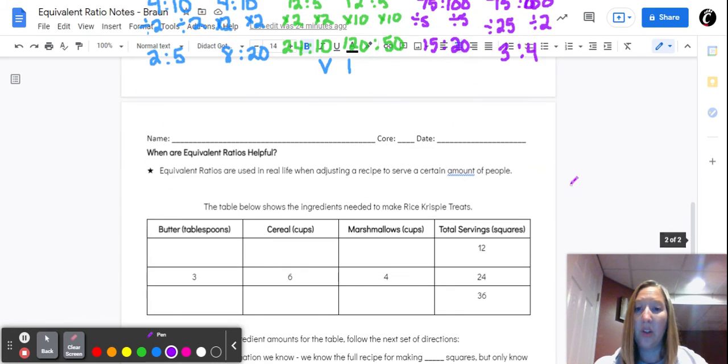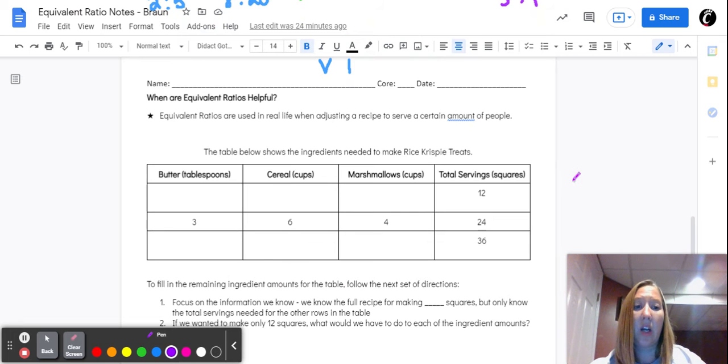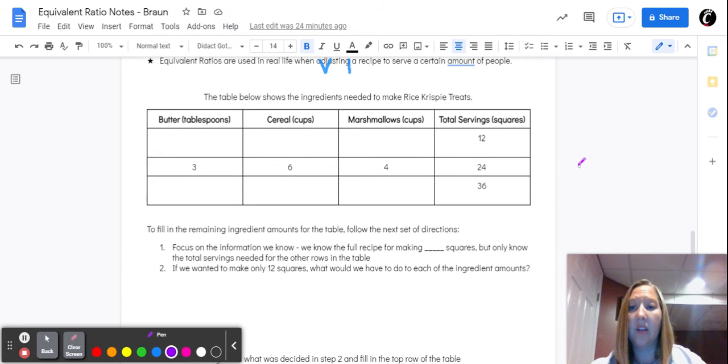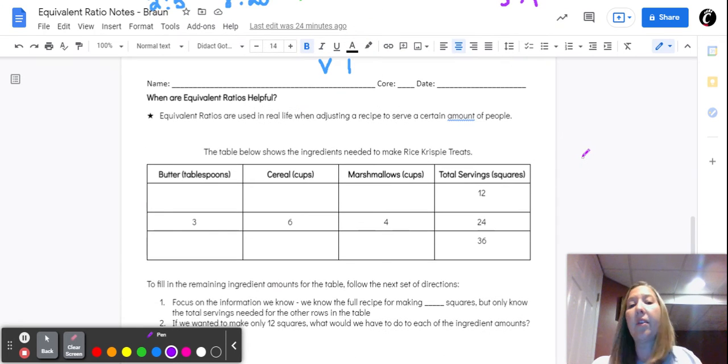Go ahead and turn this over to the back. And now we're going to talk about where we would use these equivalent ratios in real life. So in the real world, one place that equivalent ratios come up very often is when we are dealing with recipes and in cooking. So equivalent ratios are used in real life when adjusting a recipe to serve a certain amount of people. So the table below shows the ingredients needed to make Rice Krispie treats.